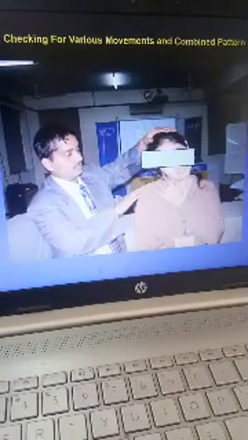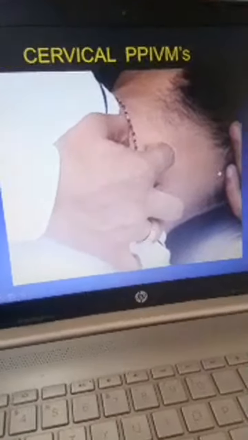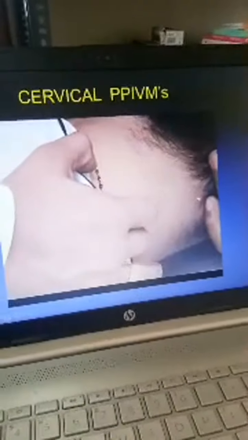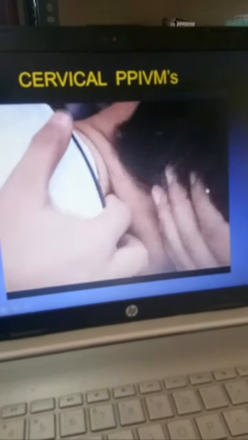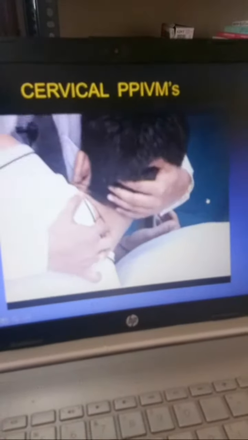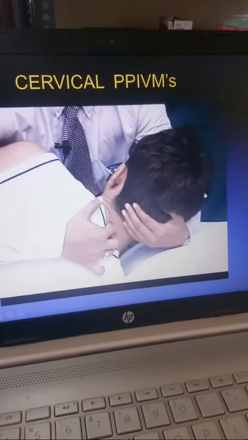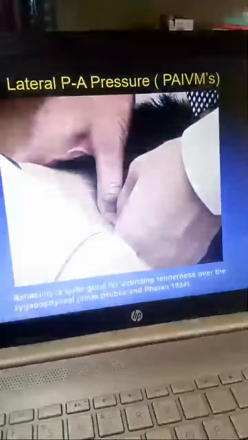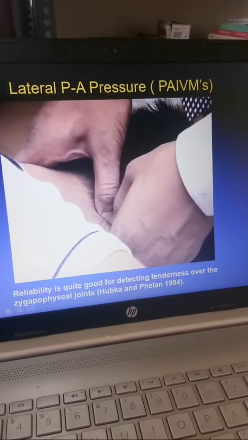I'll be just showing the lower cervical spine examination also. I just finished the upper cervical spine examinations. And these are the PPIVMs I was just talking about before. In the PPIVMs, I'm placing the mid finger in the interspinal space, and the index and ring fingers on the facet, and then I'm taking it through flexion, extension, side flexions, and then rotation. Normally with flexion we can feel the joint open up. With extension the joint approximates in the PPIVMs. But if we are not able to feel that, it means the joint is affected.